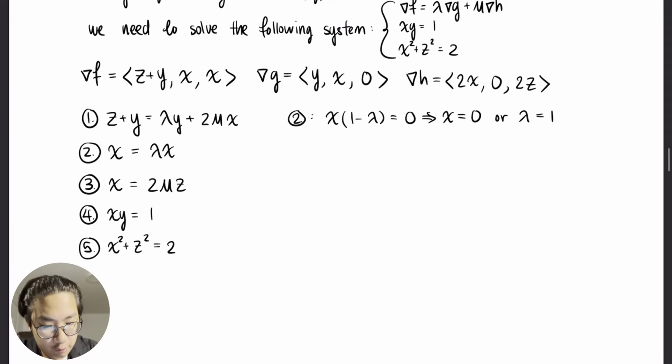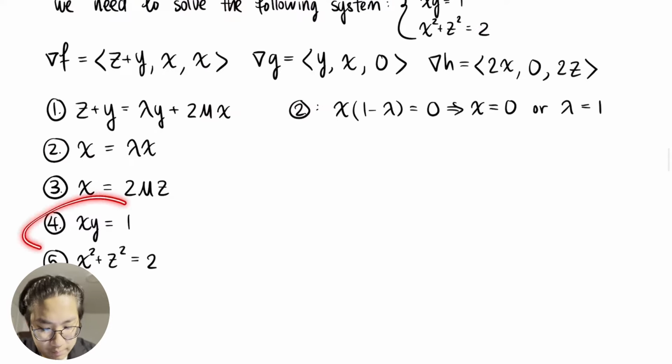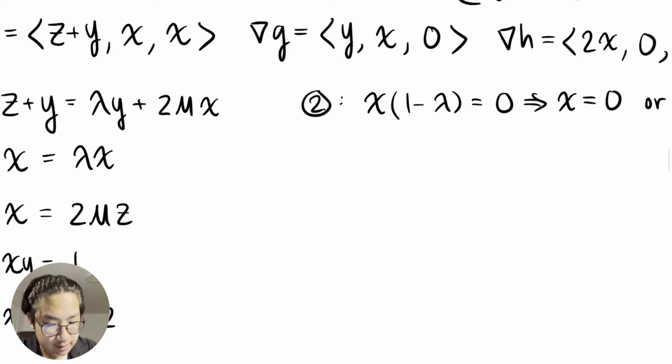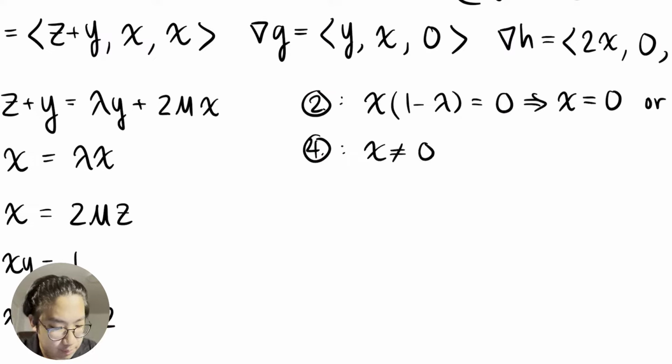However, in this case, if we take a look at number 4, we have that x times y has to equal 1, meaning there's no way for x to equal 0, because that would give us 0 is equal to 1, which we know is not true. So since x goes right 4, x cannot equal 0, meaning lambda is equal to 1.